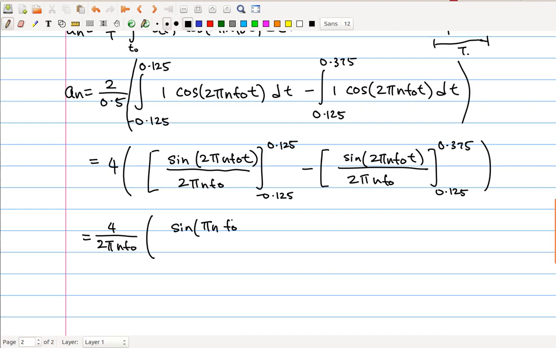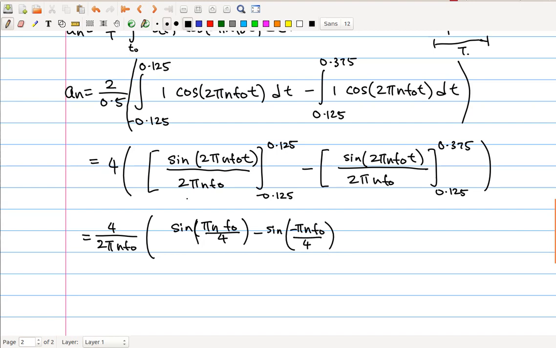n f naught, so multiply that, 0.125 times 2 gives you 0.25, so that's like a quarter. So I'm just going to go ahead and write that as sine of pi n f naught on 4. Okay, so that's your upper limit minus the lower limit. So again, I'm going to put that in for t, and that should give me now, instead of a positive 4, should be a negative 4. So that will give you sine pi n f naught, and that will give me a negative on 4.